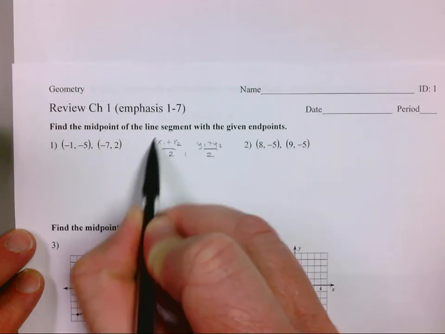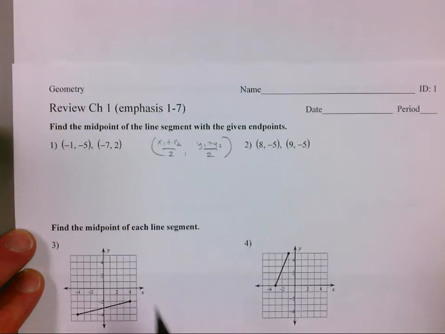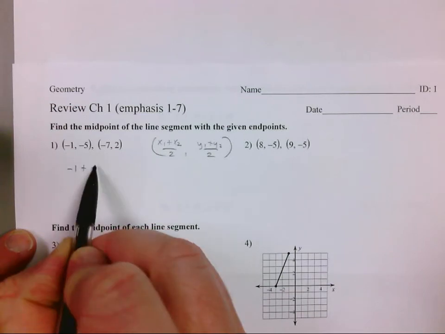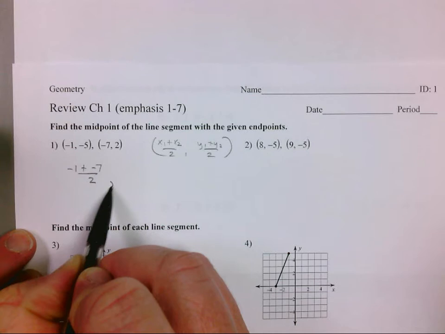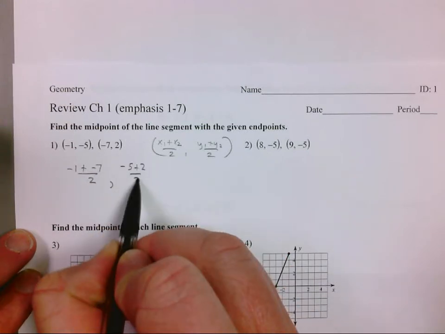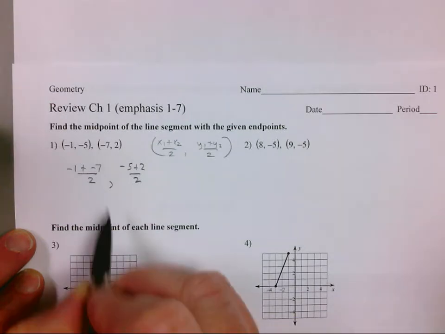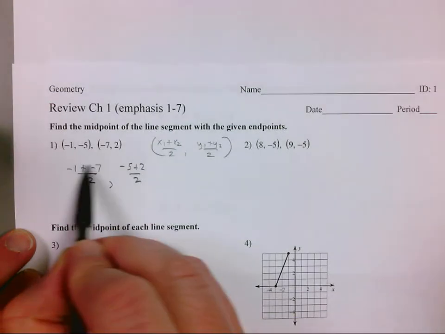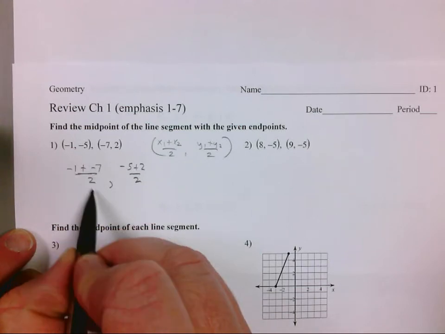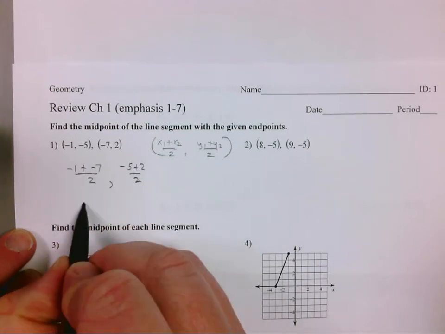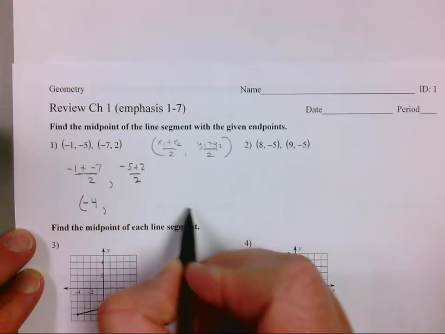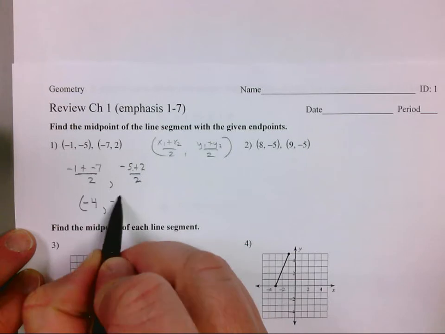-1 plus -7 over 2 is the x-coordinate, and -5 plus 2 over 2 is the y-coordinate. And then just simplifying, -1 plus -7 is -8. Do this on your calculator if you're not good at the integers. -8 divided by 2 is -4. -5 plus 2 is -3, so -3 divided by 2, you could write that as -1.5 if you like decimals. Straightforward: 2 points, plug it in, go.